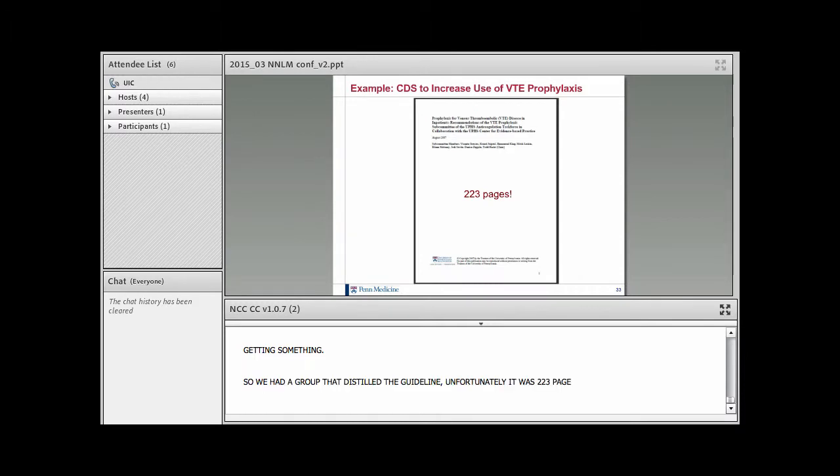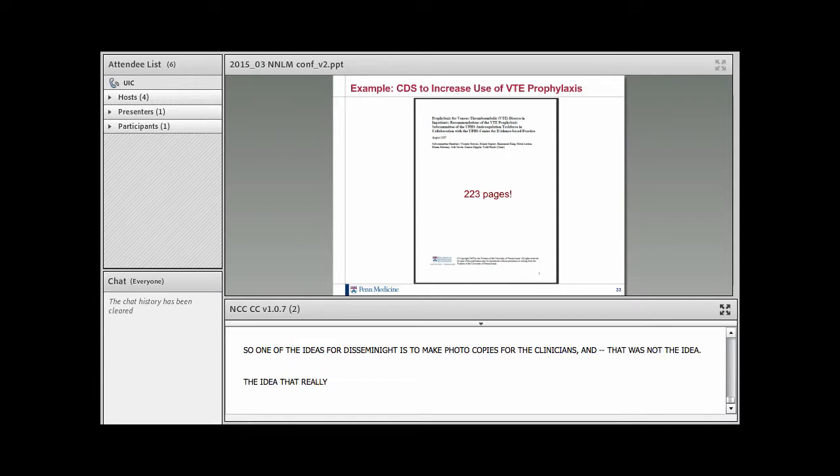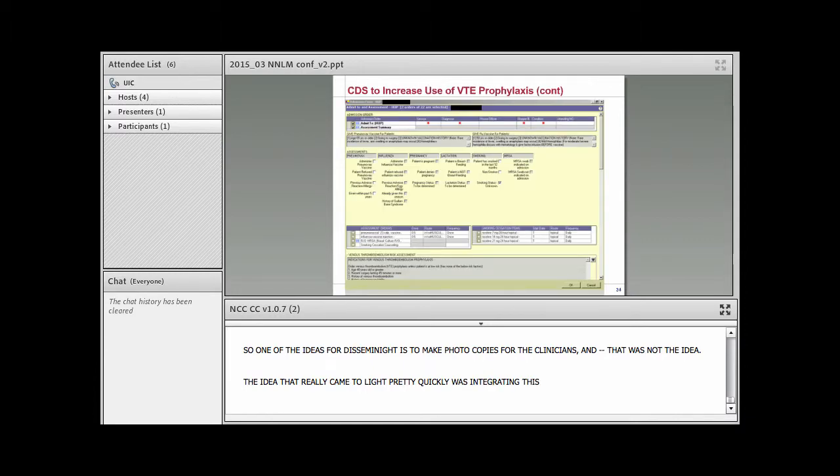So one of the ideas for disseminating this is just to make photocopies for all the clinicians and that. No, that wasn't an idea. The idea that really came to light pretty quickly was integrating this into the admission orders in our electronic health record. So that's what we did.